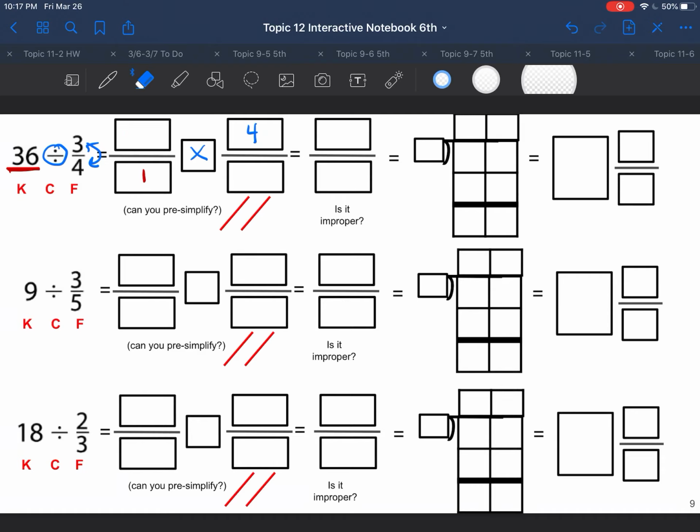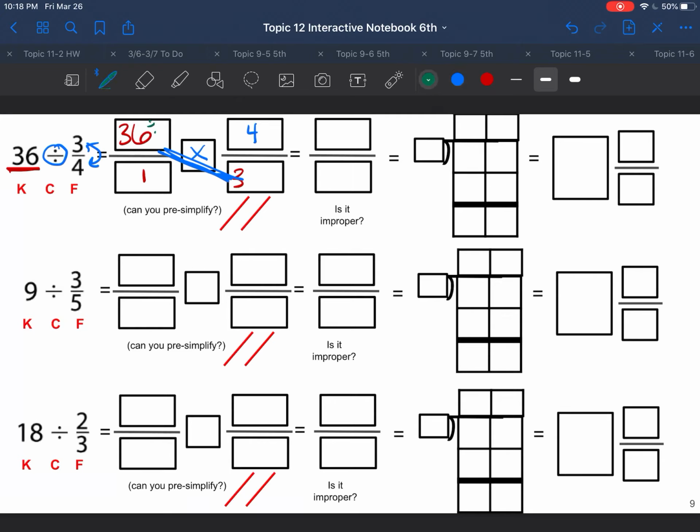When you pre-simplify, I'm going to write these a little to the side. So 36 is here, 3 is here. Because what I can see is, if we look diagonally at 36 and 3, what is a common factor of 36 and 3? Or what can 36 and 3 both be divided by? They can both be divided by 3.